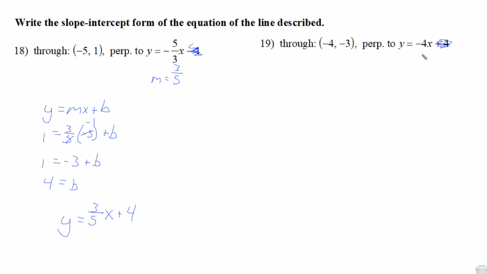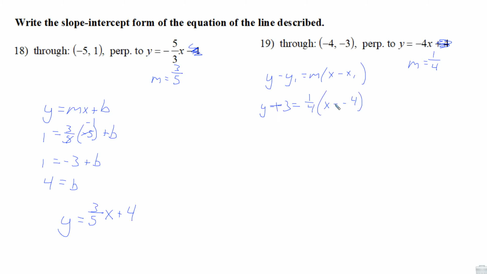And then this one, again, the slope is going to be the negative reciprocal. So we want the opposite sign. This one's negative, so we want our slope to be positive. And the reciprocal, so we want it to be 1/4. We will work with point slope form here. And we'll plug in, we put our point, y minus the y value, so -3 equals the slope of 1/4 times x minus the x value.